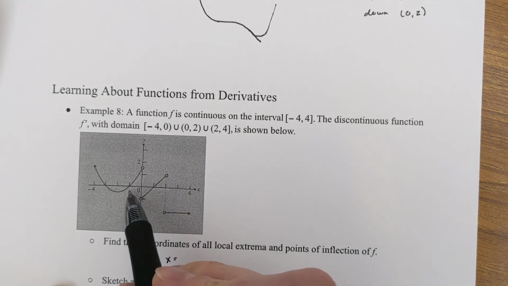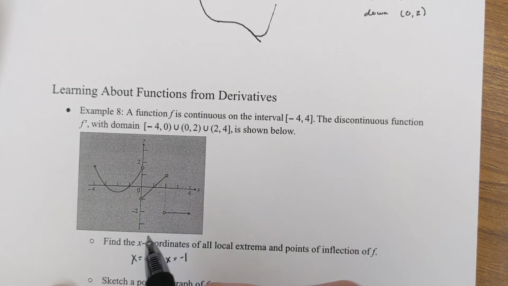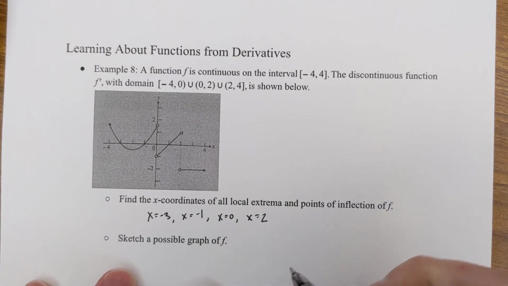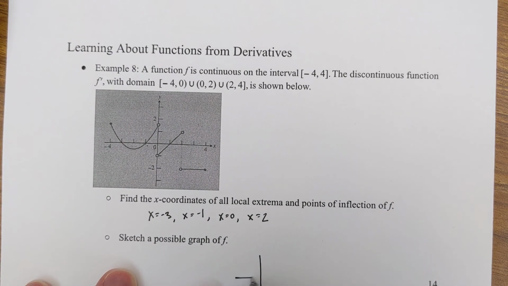There's one at -1 right here. There's actually one at 0 because the derivative is positive and negative. And there's also one at 2, positive to negative. So there are my x-coordinates of all my extreme values. Sketch a possible graph. Okay, so let's see here.